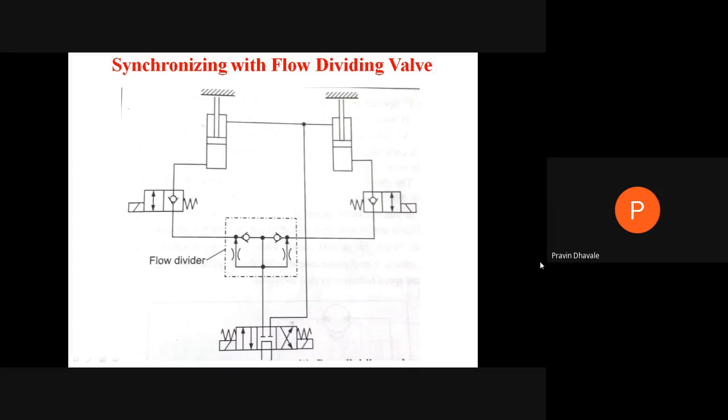Working of the synchronizing circuit with flow dividing valve. Yes, sir. Okay, draw this diagram.